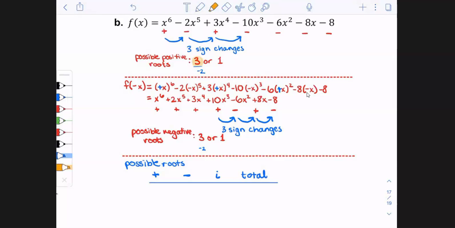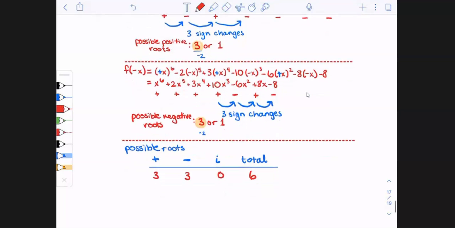So if I have 3 positive roots, and then let's say I also have 3 negative roots, I know that I have a total of 6 roots, and that comes from my degree. 3 plus 3 is already 6, so I have 0 imaginary roots. Okay, now let's say I still have 3 positive roots, but instead of 3 negative roots, let's say I have 1 negative root.